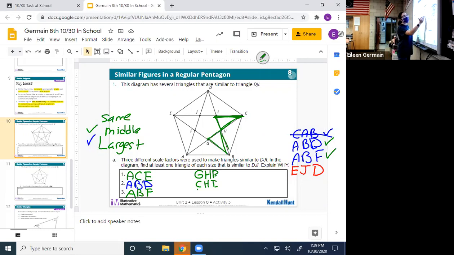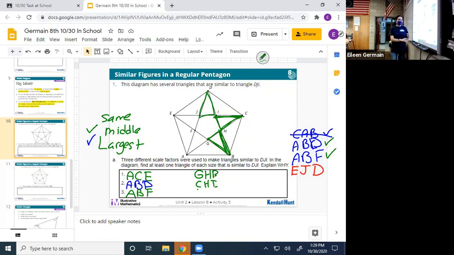GHB, very good. And that one is similar to this one, and it would have a scale factor of, what do we think the scale factor would be? It's the same shape, same size, so it would have a scale factor of 1 because it didn't get bigger, it didn't get smaller.